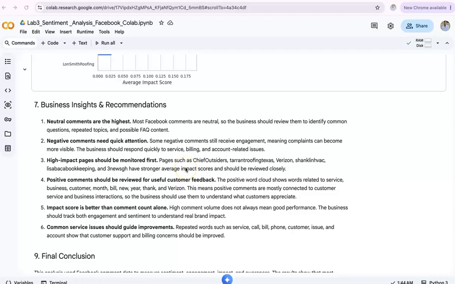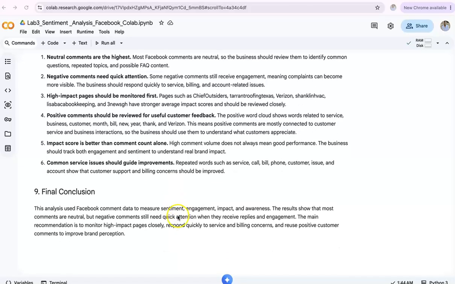Secondly, negative comments should be handled quickly when they receive high engagement. Thirdly, I would also recommend that high impact pages should be monitored first. Fourthly, positive comments should be reviewed and reused where appropriate. And finally, repeated services and business terms should guide the customer support improvements.